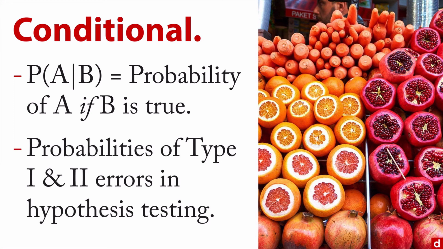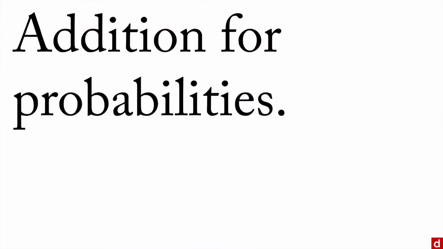Now, the place where this comes in really important for a lot of people is the probabilities of type 1 and type 2 errors in hypothesis testing, which we'll mention at some other point. But I do want to say a few things about arithmetic with probabilities, because it doesn't always work the way that people think it will.